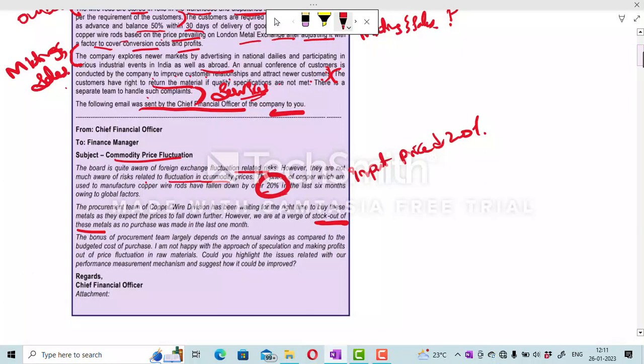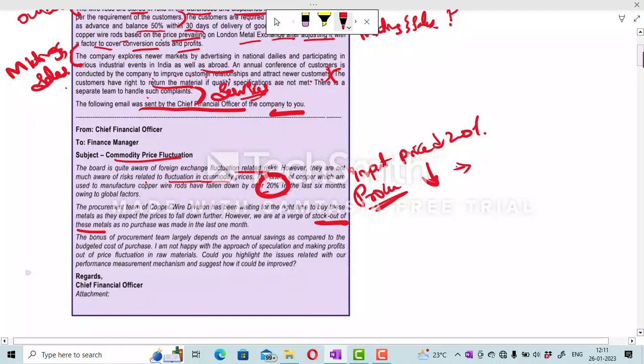The procurement team is there, no? They are waiting for rates to come down, and only then will they purchase. So what will it lead to? Stock out. If there is no stock, how can they supply to the customer whenever there is a demand? So this is not the right way.